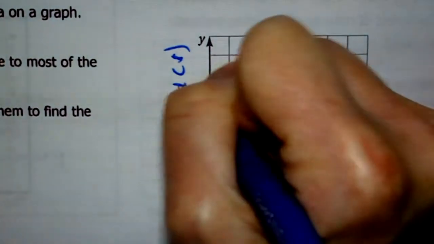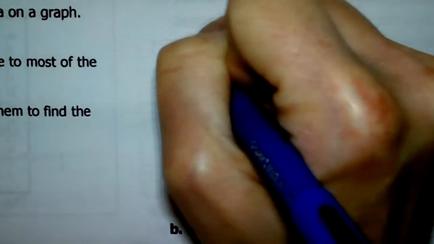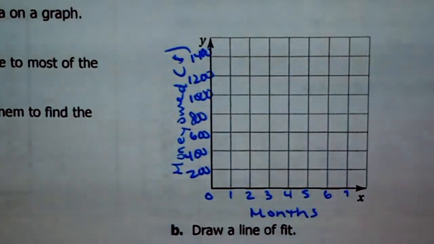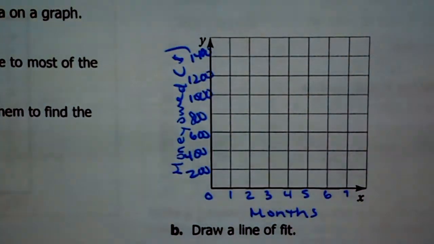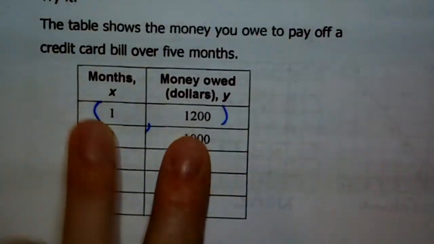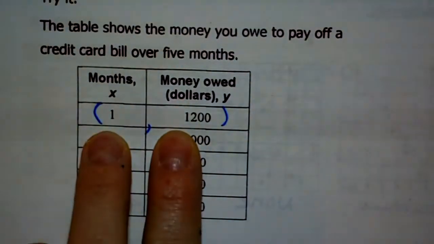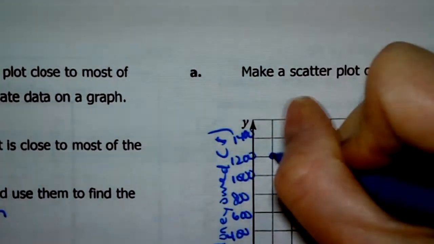Again, if you wanted to use a break, you could. I'm not going to for this one. Okay, now we're going to plot these data points, and I don't want you to connect the dots as you go. Let's just make it a scatter plot. So again, I'm looking at these as ordered pairs. My first ordered pair is 1, 1200, so I'm going to go over 1 and up to 1200.